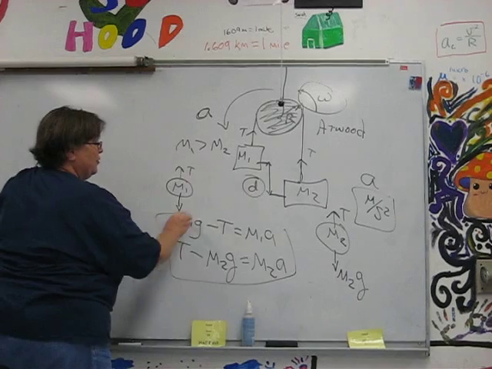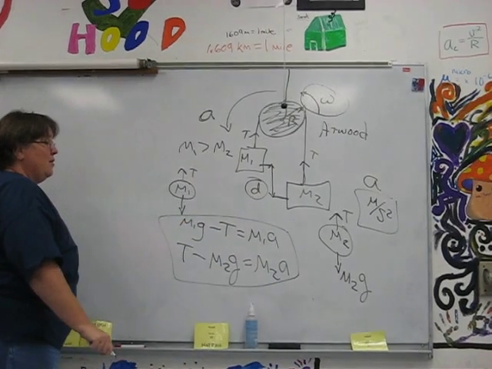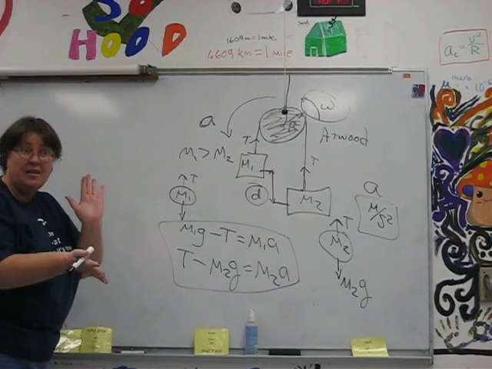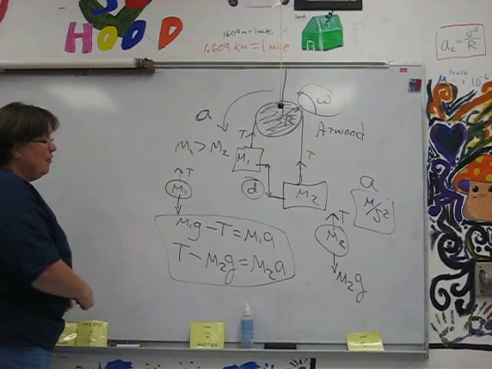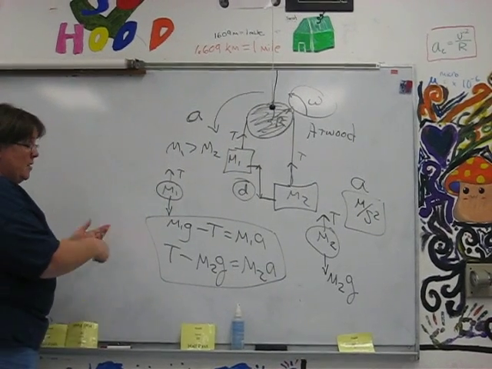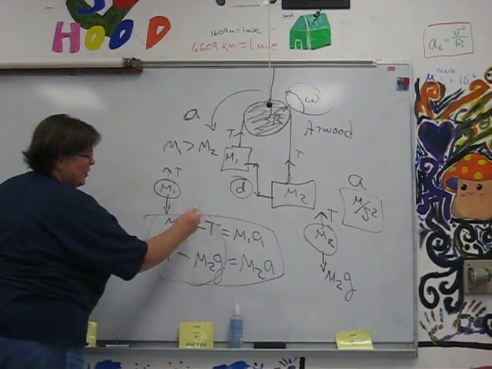So these are your two equations and your two unknowns, and frankly, I'm going to let you do the algebra. You need to solve for a. Maybe the problem asks you to find T. Fine. You know, I'll do it for you.